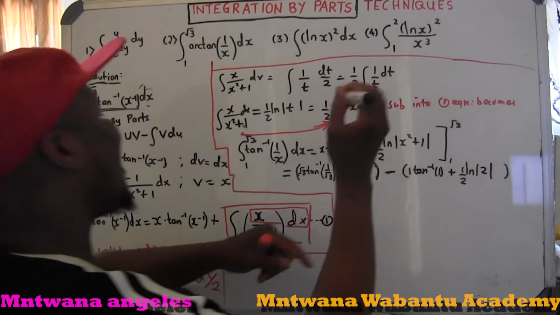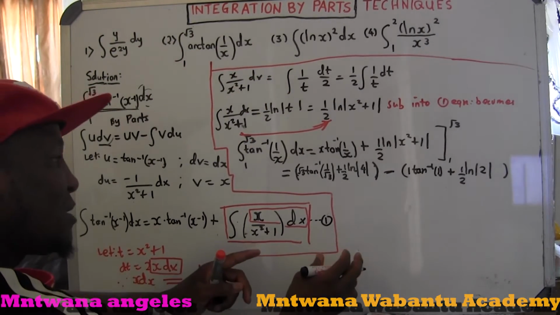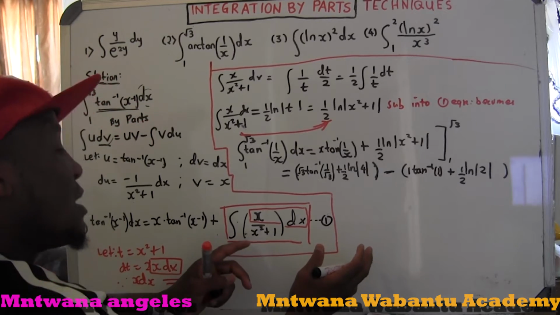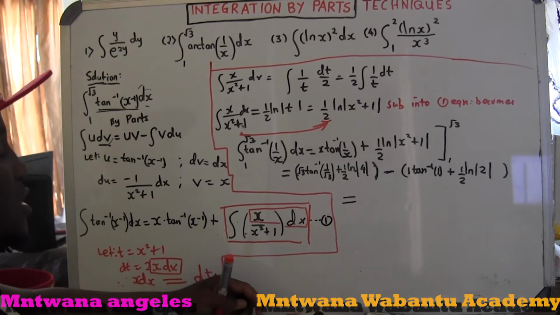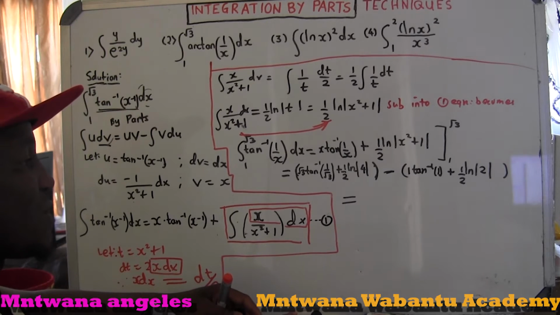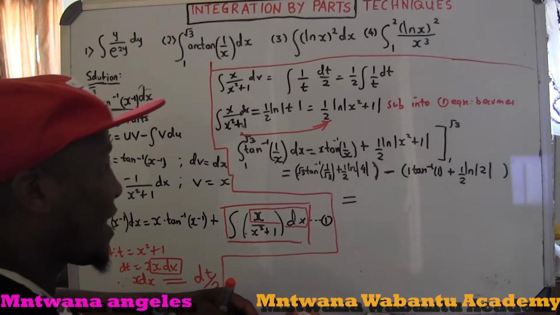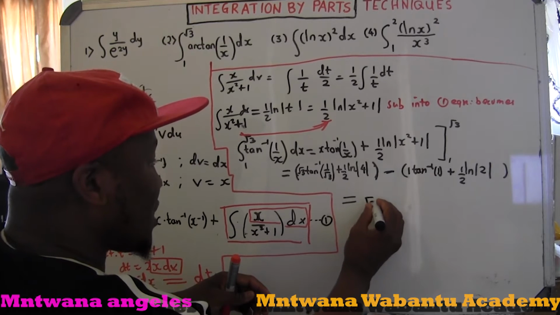Now what you're going to do, take your calculator, your scientific calculator, plug it in, and then you're going to get the value. Unfortunately, I don't have a calculator with me, but you should be able to get the answer here. So this is going to be square root of 3. Let's see if you can.